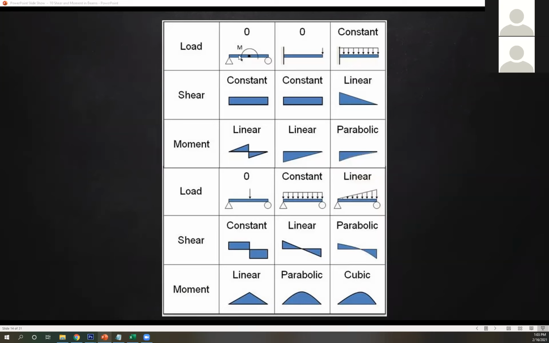So let's start here. You got no load, but you have a counterclockwise couple. So your shear there is constant. There's no force, right? When there's no force, you just get a straight line. And then your moment, remember, is always 1 degree higher than your shear. So from none to a straight line, 1 degree higher than that is a sloping line or diagonal line. So you got a diagonal line.